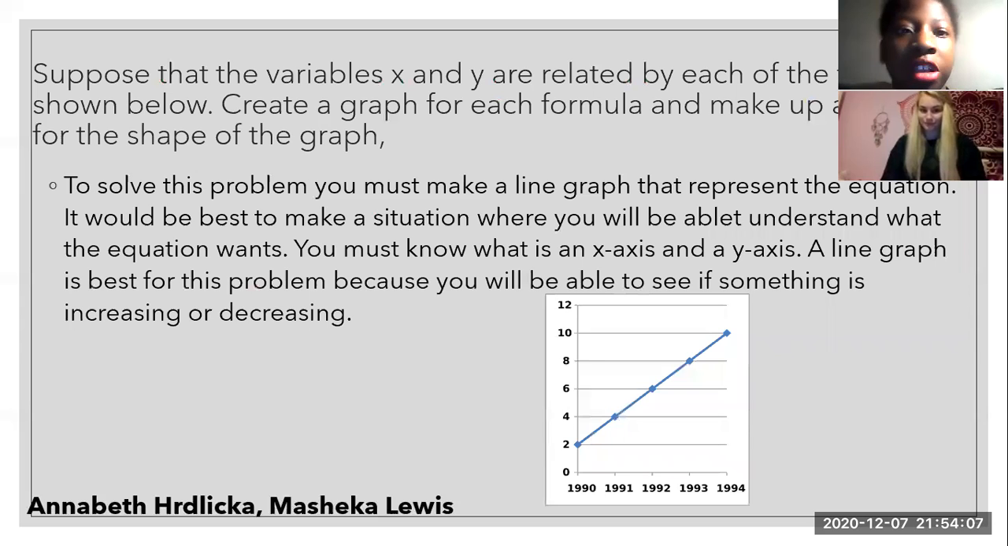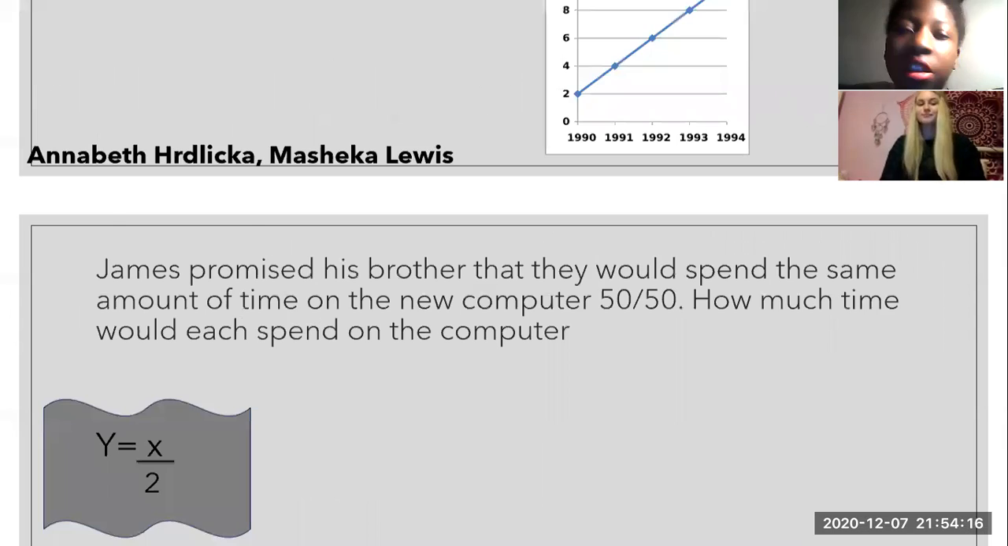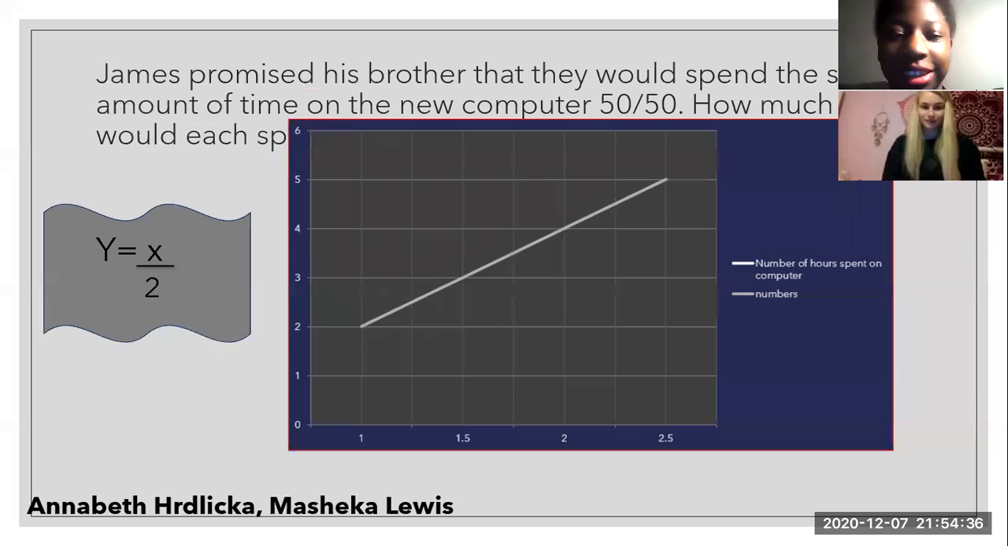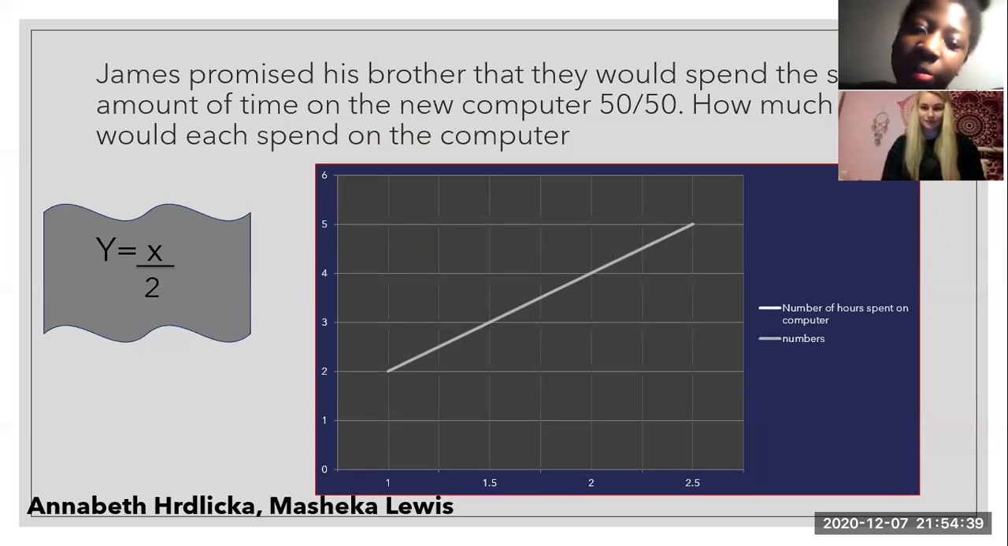For this one, we just had to find the slope formula and then make a graph to represent the slope. So to be honest, any number will do, or any situation. And this one, James promised his brother that he'll spend half the amount of time on the computer. So we'll have to make a graph to represent this. And that's the graph I did, because half of 2 hours would be 1, and so on.